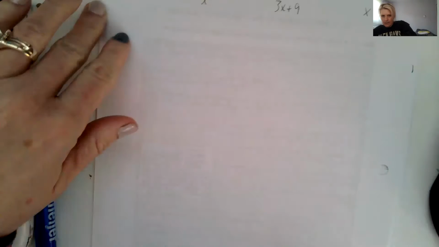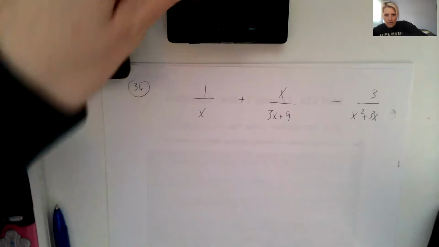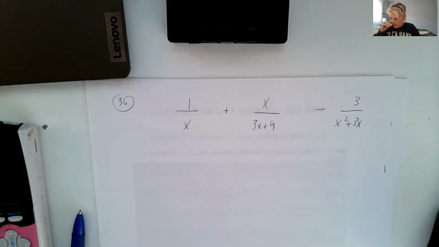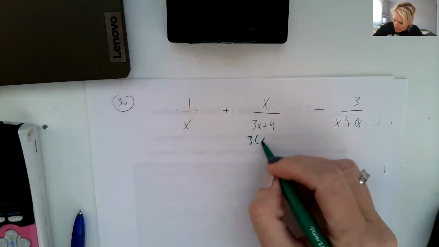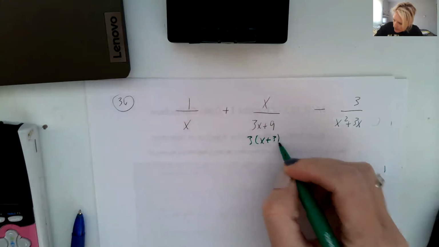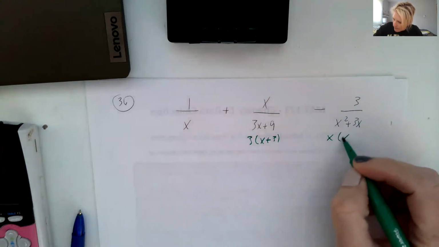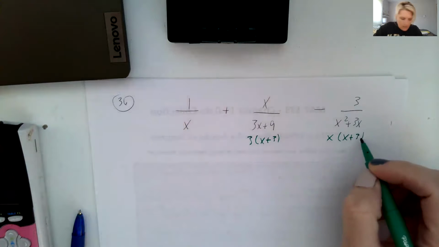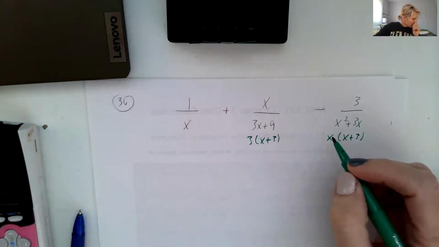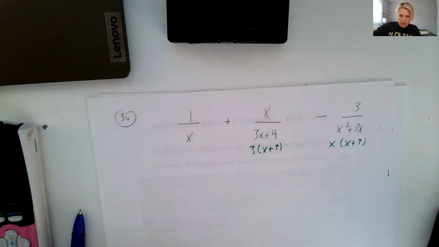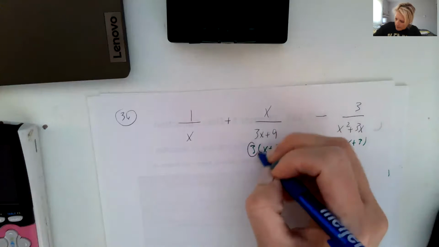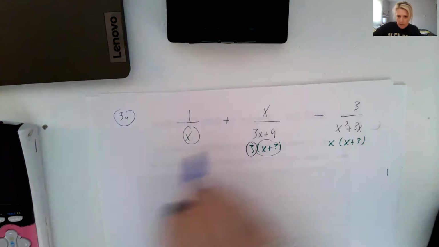The last one, last but not least, number 36 for chapter 5 review. Again, we're going to factor. That one's factored. This can have the 3, so we have x plus 3. And this is going to have an x and x plus 3. This looks very similar to 35. So let's just circle the pieces of our LCD: the 3, the x, and the x plus 3.